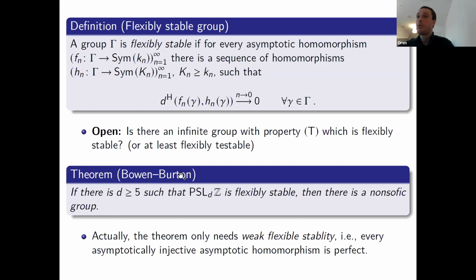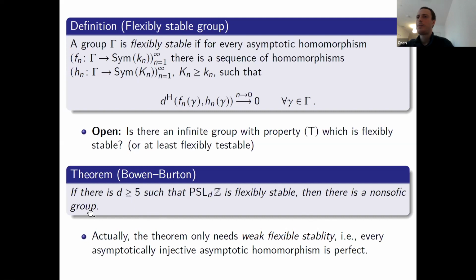I'll start with the following theorem of Bowen and Burton, and possibly, I don't remember, maybe it's one of the next talks. In two weeks, Burton will give us a talk exactly on this very interesting theorem. We will have a lot of details for it, but if for some D at least five, you can show that PSL_D(Z) is flexibly stable, then there is a non-Sofic group.